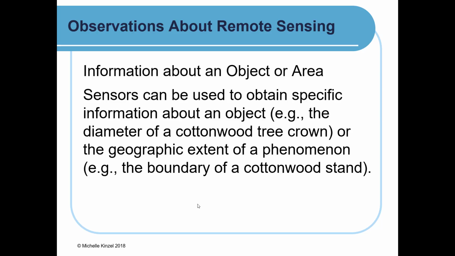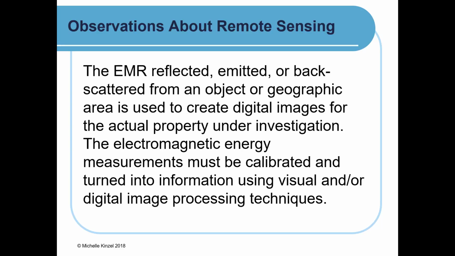So information about an object or an area. Sensors can be used to obtain specific information about an object. For example, the diameter of a cottonwood tree crown or the geographic extent of a phenomenon, which would be the boundary of that cottonwood stand or the whole collection of those trees.